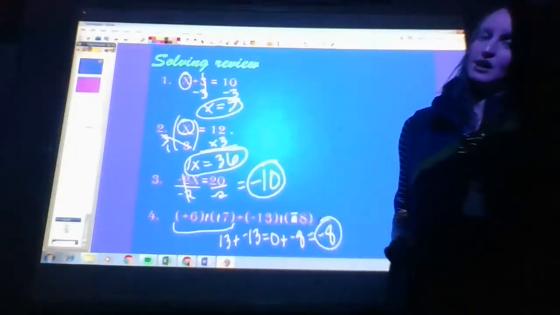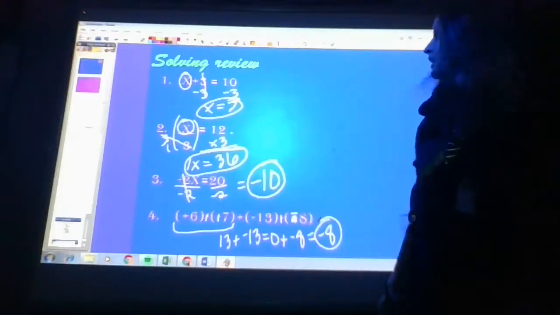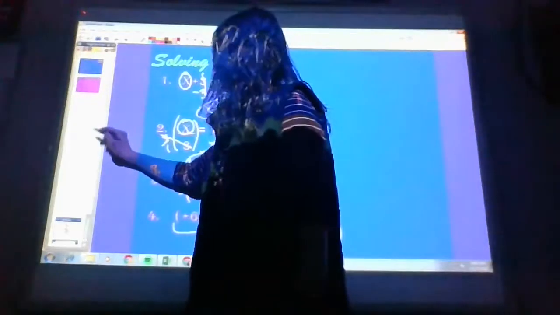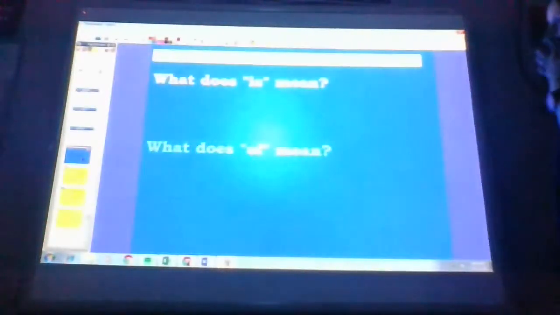So if you have any questions on this, please let me know. Otherwise, we're going to keep going into fractional parts. So fractional parts, lesson 74.